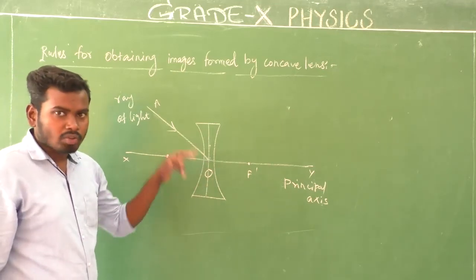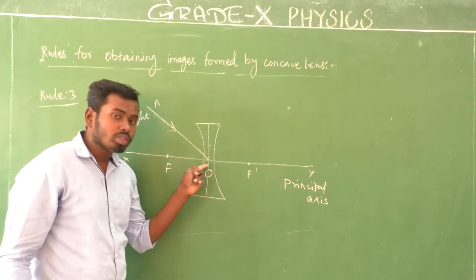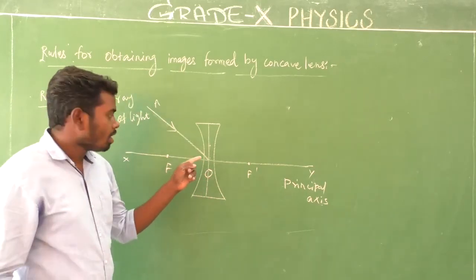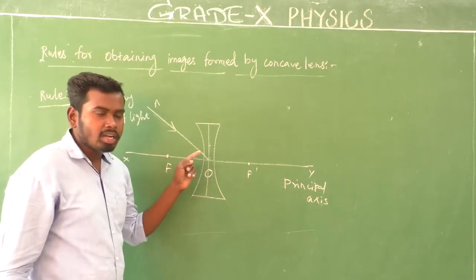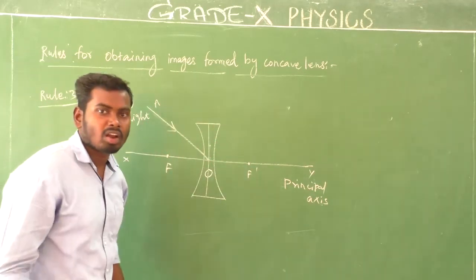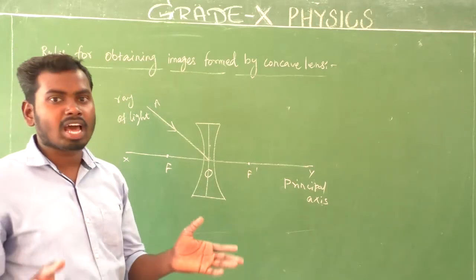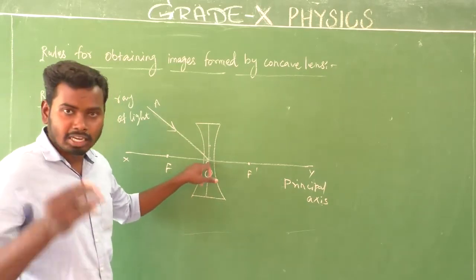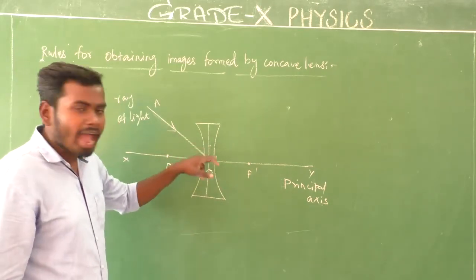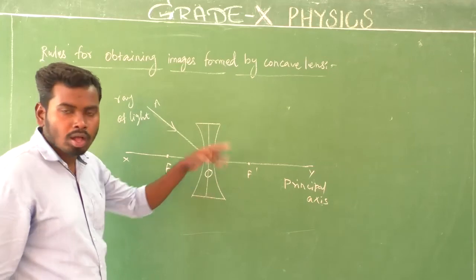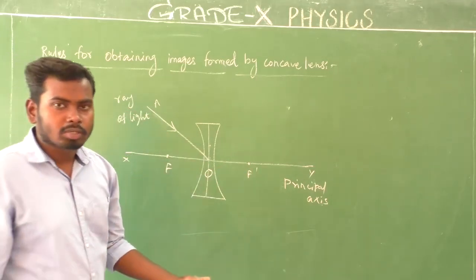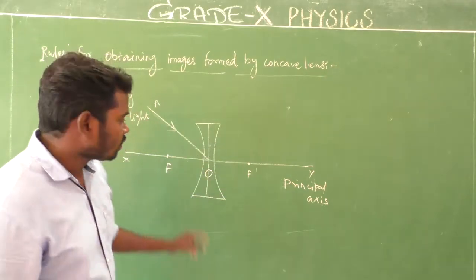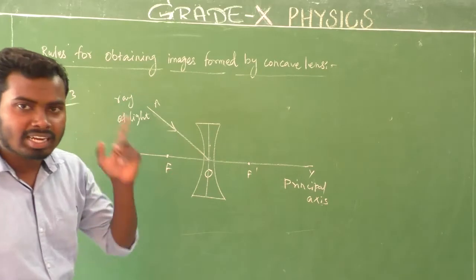But in this case, whenever light goes through the optical center of spherical lenses, not only for concave lenses but for both spherical lenses, the light will go in a straight line. There will be no bending of light, which means there will not be refraction. So that is a special property of this optical center O. Is it clear? Light will go in a straight line.